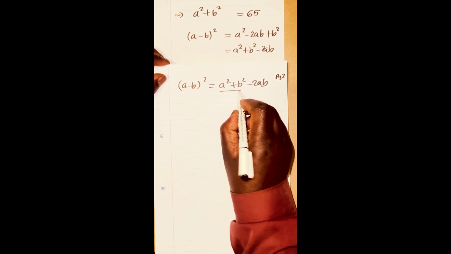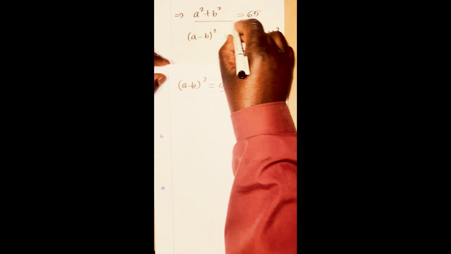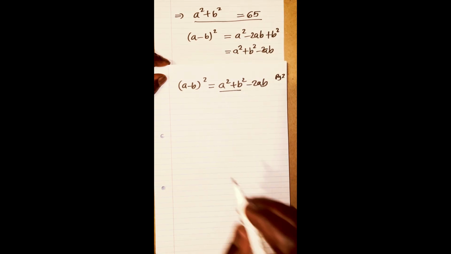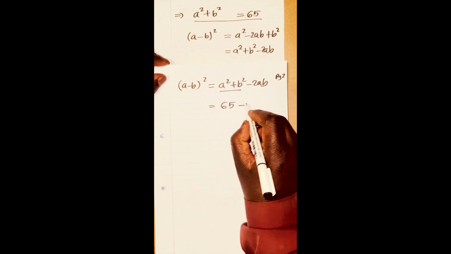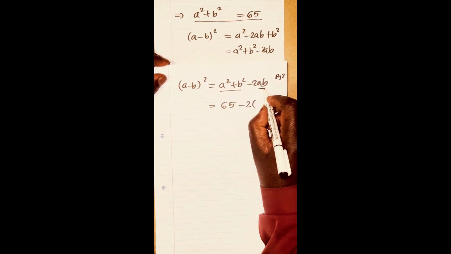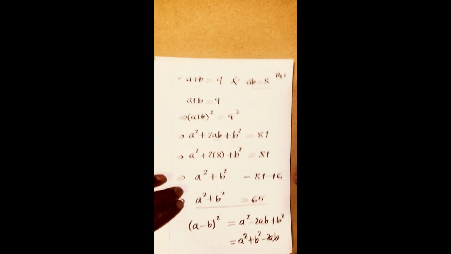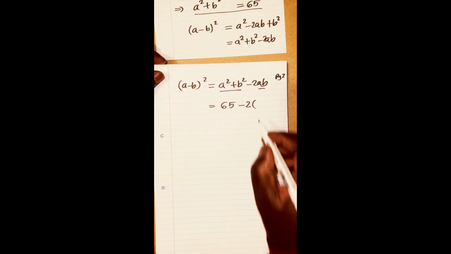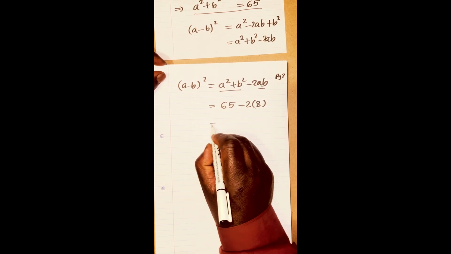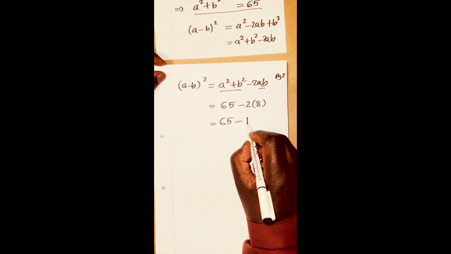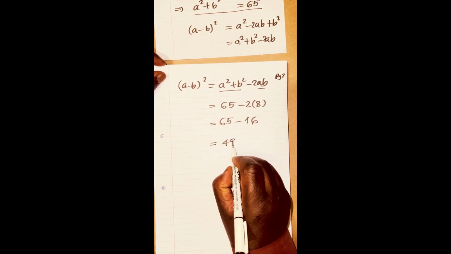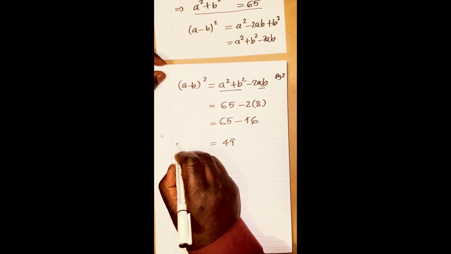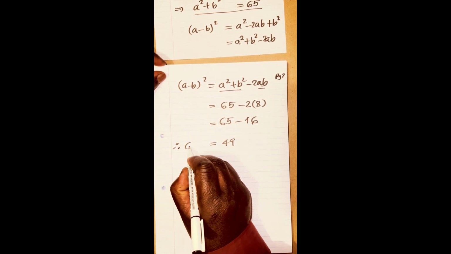Now we just worked out a squared plus b squared. Here it is, a squared plus b squared equals 65. So we replace this with 65 and then minus 2. Remember, ab is 8. We're given that right at the start. So we put 8 there. And so what do we have? We have 65 minus 16, and the calculator says 49. So we are saying a minus b all squared equals 49.